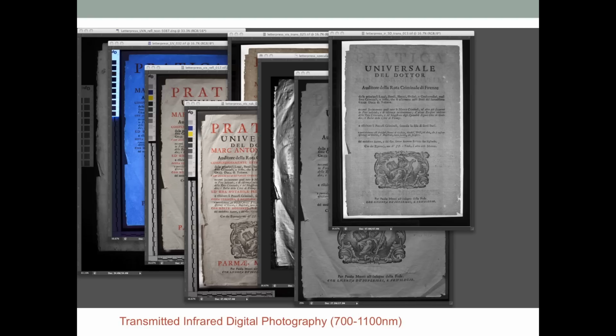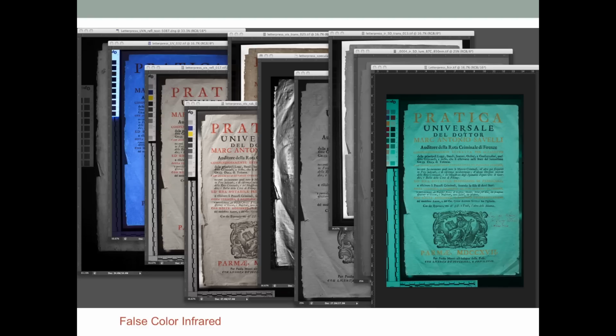So this is transmitted infrared digital photography using the same camera and same lighting, but the light is coming through the document. And the final technique that I'm going to share with you is false color infrared. And so it's an enhanced visualization using both an infrared image and a visible light image and using channel substitution. And it can help with differentiation and characterization of materials.